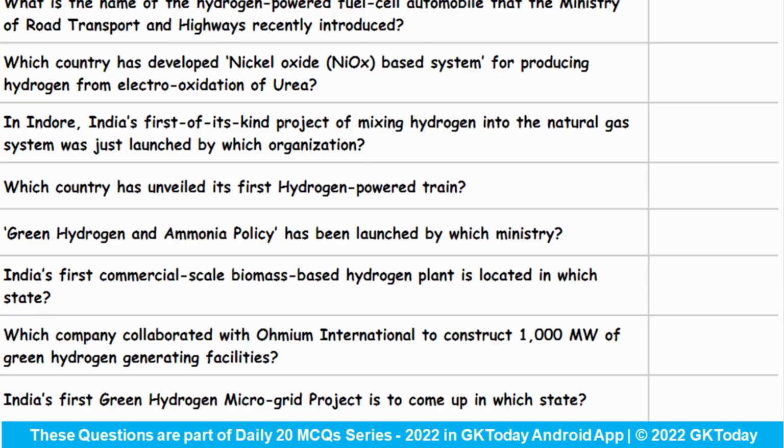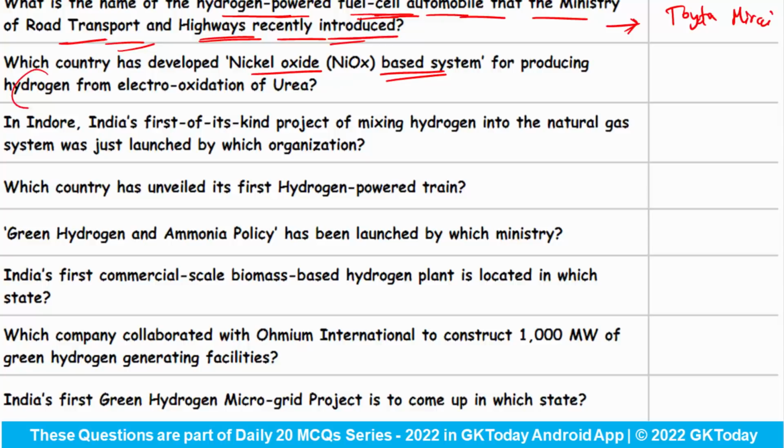What is the name of the hydrogen powered fuel cell automobile that the Ministry of Road Transport and Highways recently introduced? I think this question is not visible properly. I'm repeating it again. What is the name of the hydrogen powered fuel cell automobile that the Ministry of Road Transport and Highways recently introduced? So the name of this automobile is Toyota Mirai. Which country has developed nickel oxide based system for producing hydrogen from electro-oxidation of urea? Answer is India.